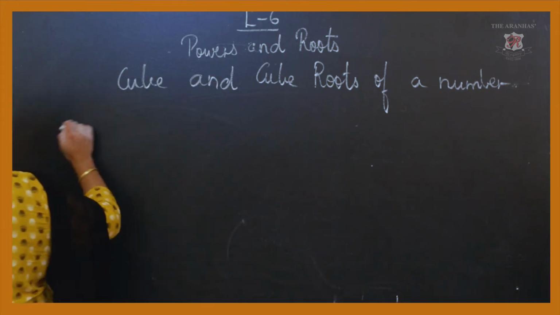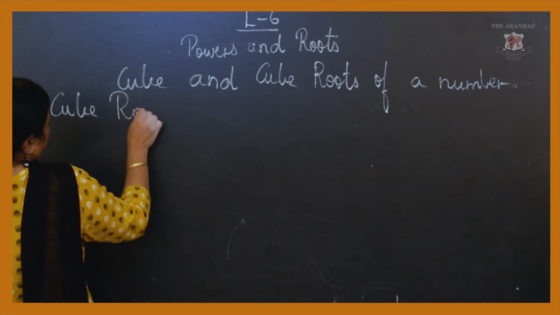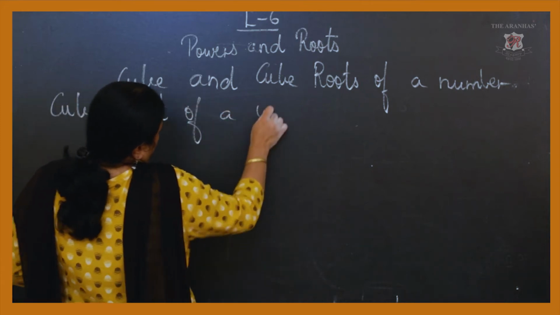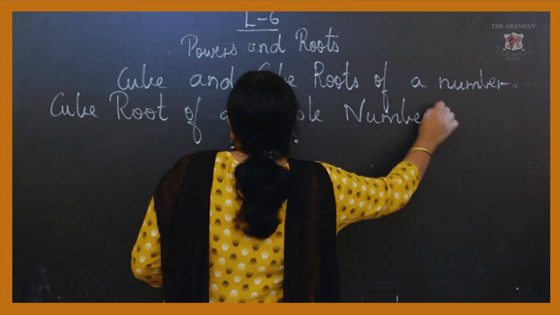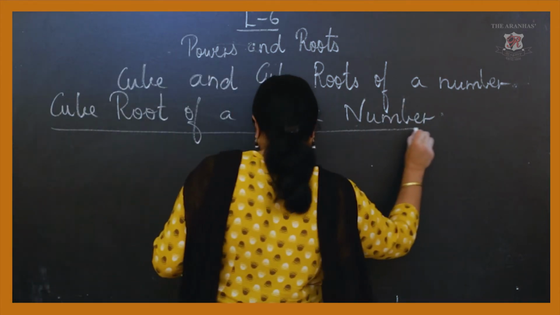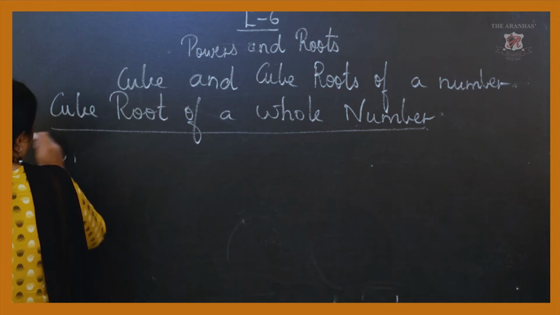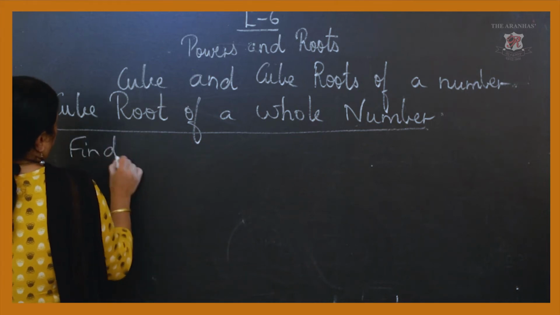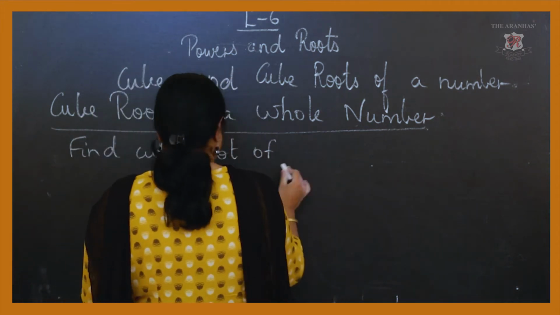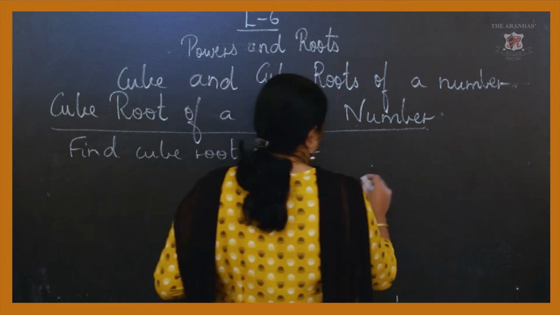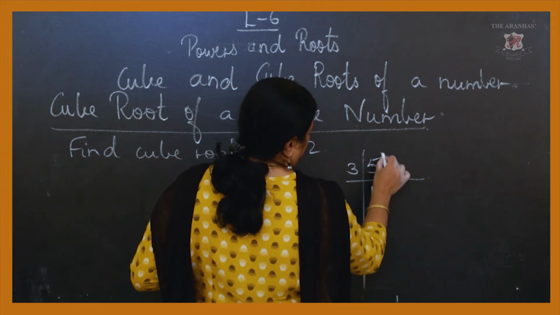Next is the cube root of a whole number. Now, when we are saying the cube root of a whole number, what does it mean? Now, suppose I give you a sum, find the cube root of, suppose I am giving you one sum as 512.